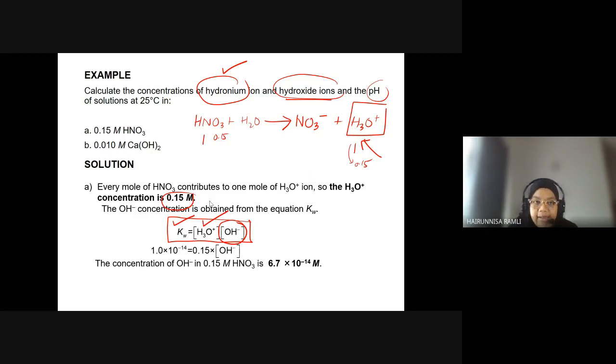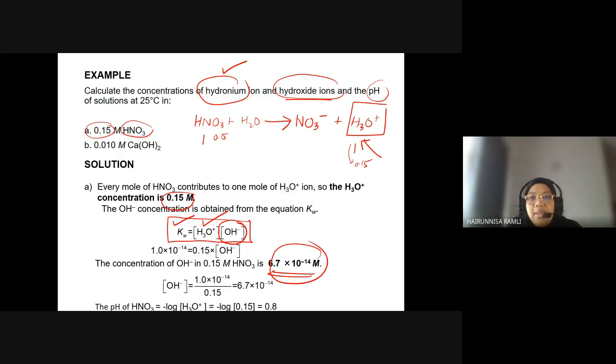6.7. Actually you can check here. There is one way to check. We know that this is nitric acid, so this is an acid, right? 0.15 molar. When you calculate OH minus, logically the value should be very, very low. This is a strong acid, and 0.15 is considered a high concentration. So OH minus should be low. The concentration is 6.7 times 10 to the power of negative 14. See how low the concentration is? But it is not absent, it is there. That is why we know this is acidic.